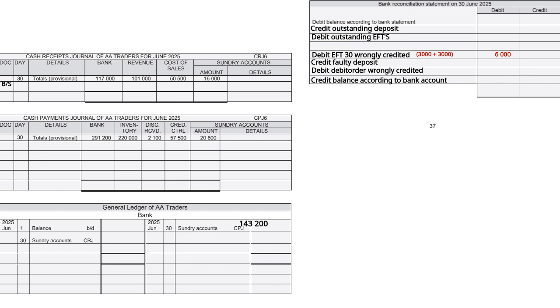So we are going to say our document is our bank statement. Our details is G. Singh. 12,000 Rand in the bank column and 12,000 Rand in the sundry accounts column, details being rent income.